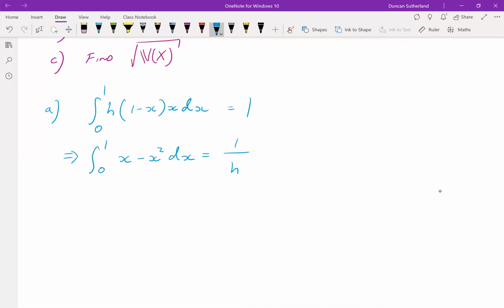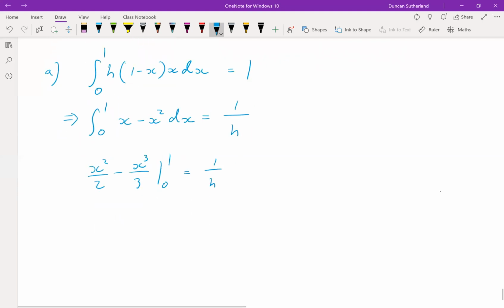When we integrate this, we get x squared on 2 minus x cubed on 3 between 0 and 1 equals 1 over h. This means we get 1 over 2 minus 1 over 3 at the top limit. The bottom limit just gives us 0, so that's equal to 1 over h. So this gives us 1/6. And then we can just turn this on its head and we get h equals 6, right?